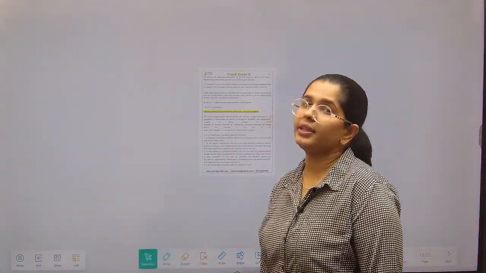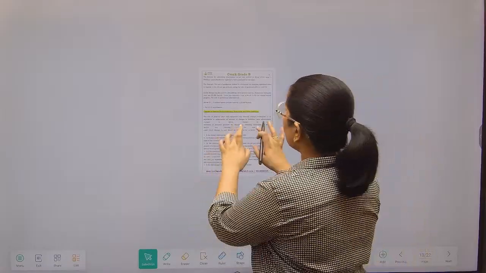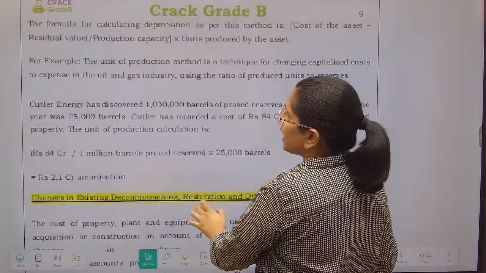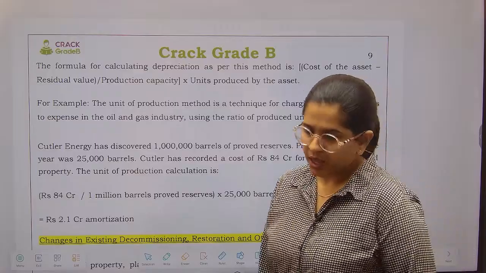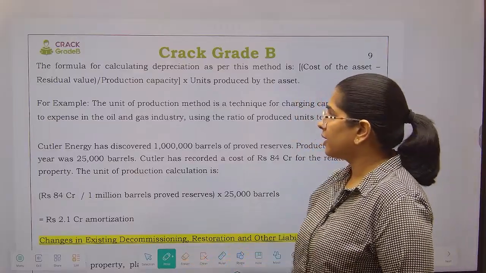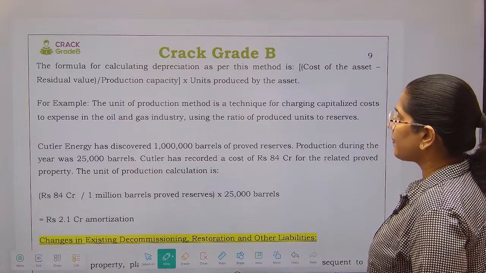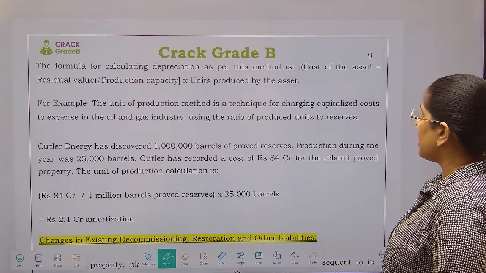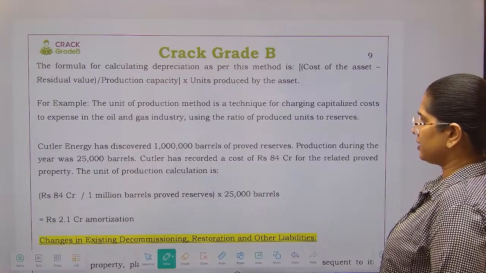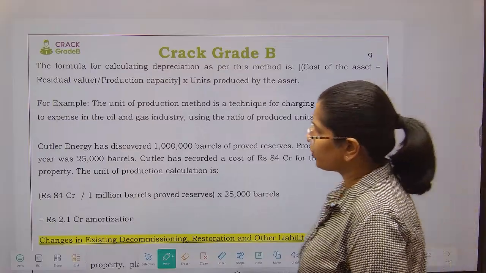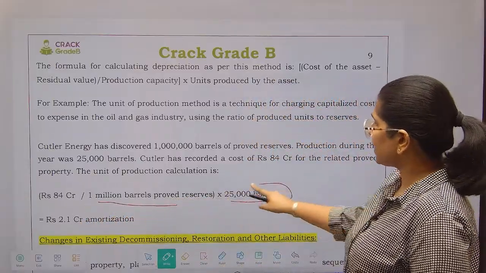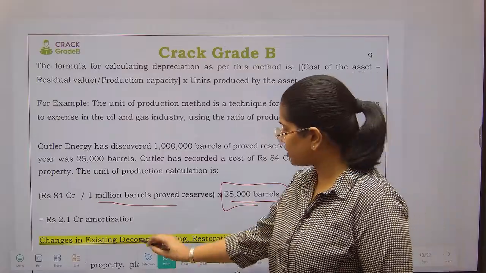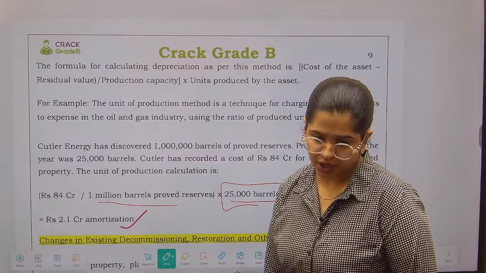So in this particular method, depreciation will be higher in the year in which you produce a larger number of units. When you produce more units, your depreciation will also be higher. Let us see that Cutler Energy has discovered 10 lakh barrels of proved reserve, and production during the year was 25,000 barrels. And your cost is how much? 84 crores. So 84 crores, multiplied by the capacity you have utilized during the year divided by the total capacity you have, will be your depreciation charge.